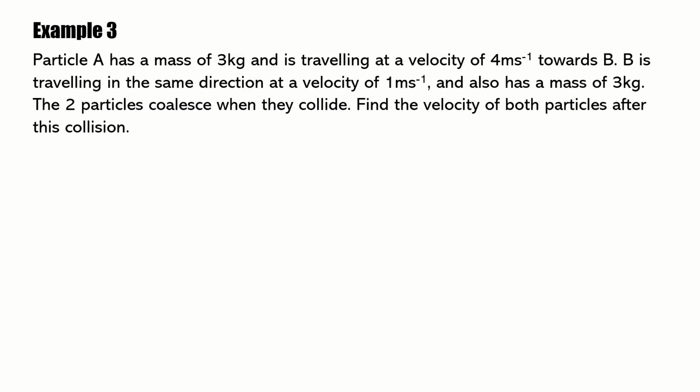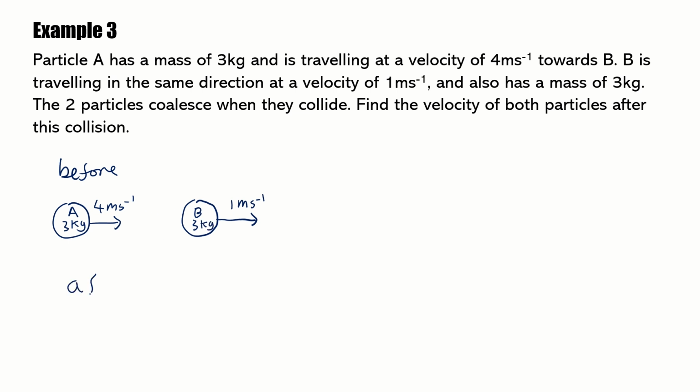Cool. So therefore, putting that into practice with this example, we've got particle A has a mass of 3 kilograms. So therefore, let's write that down. And it's traveling at a velocity of 4 meters per second towards B. And then we've got B traveling the same direction, so therefore, traveling to the right as well. And it's got a velocity of 1 meter per second, and it's also got a mass of 3 kilograms. Okay, so that's before the collision.